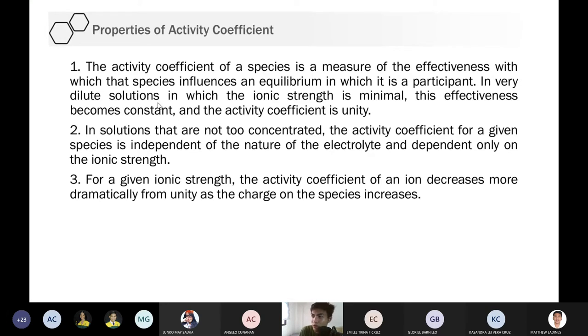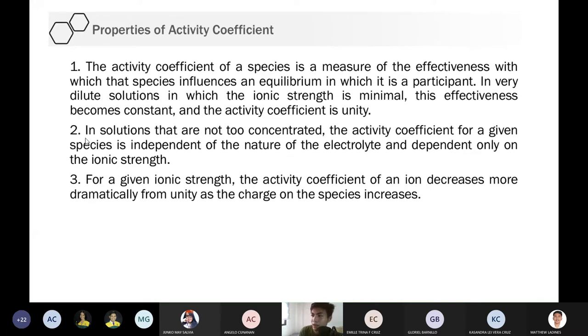So, if you have a dilute solution, that means the activity coefficient is unity. When you say unity, that's equal to 1. However, in the presence of diverse ions, dun siya nag-start mag-deviate sa unity. So it becomes less than 1. Again, for very dilute solutions, virtually water lang nandun, what's the value for the gamma, the activity coefficient? Siya equals sa 1 in the presence of water alone. However, in the presence of diverse ions, dun siya nag-start bumaba sa 1. It starts to deviate from unity. Okay. So, yun.